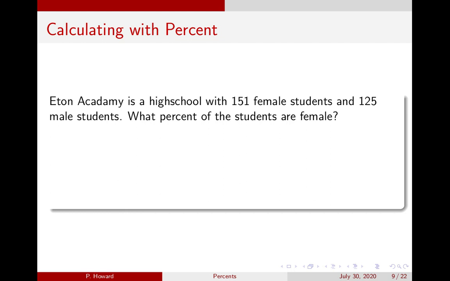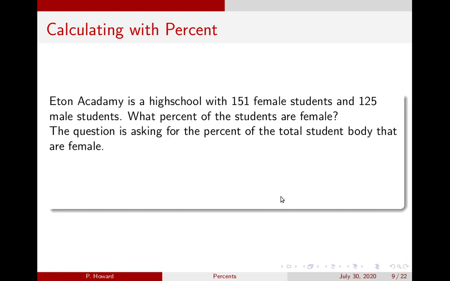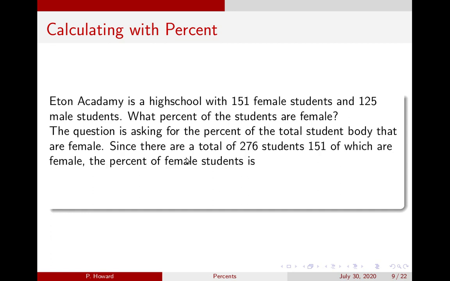Okay, let's try this problem. Eton Academy is a high school with 151 female students and 125 male students. What percent of the students are female? So the question is asking for the percent of the total student body that are female. So we need to calculate the total number of students. 151 plus 125.